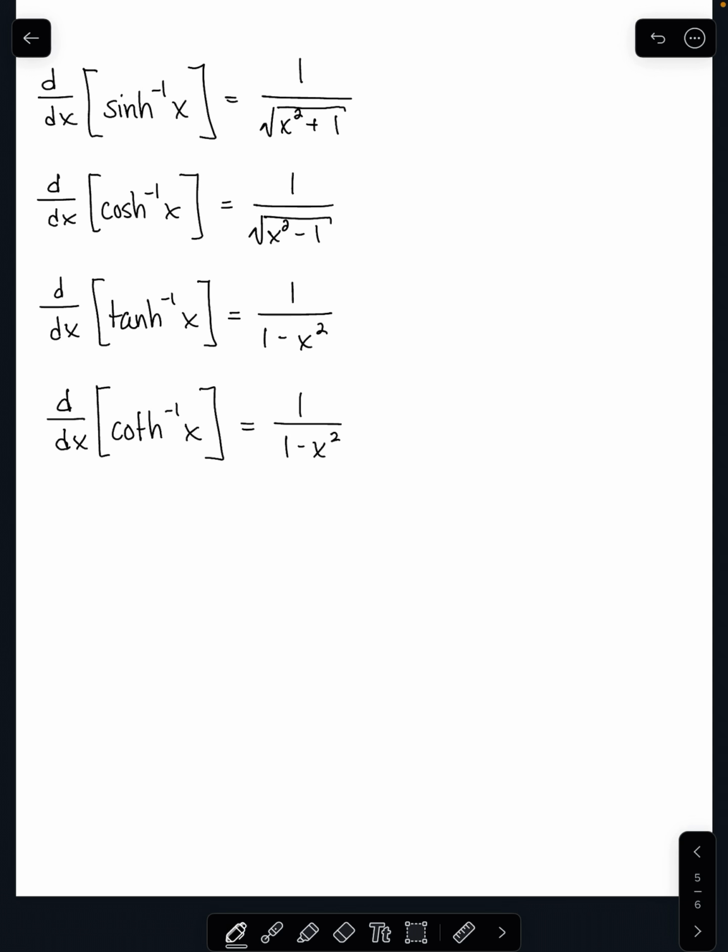However, remember that inverse hyperbolic tangent and inverse hyperbolic cotangent had disjoint domains. Inverse hyperbolic tangent was only valid for values between -1 and 1, whereas inverse hyperbolic cotangent was only valid for values exceeding -1 and 1. So yes, they both have the same formula, but they are only valid for different input values.